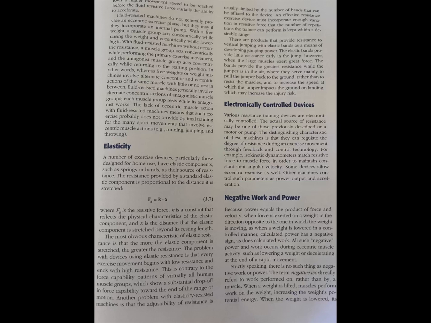Strictly speaking, there is no such thing as negative work or power. The term negative work really refers to work performed on rather than by a muscle. When a weight is lifted, muscles perform work on the weight, increasing the weight's potential energy. When the weight is lowered, potential energy is used to perform an equal amount of work on the lifter. Thus, while lifting repetitions are performed, the lifter and weight alternately perform work on each other rather than the lifter alternately performing positive and negative work. The rate at which the repetitions are performed determines the power output.